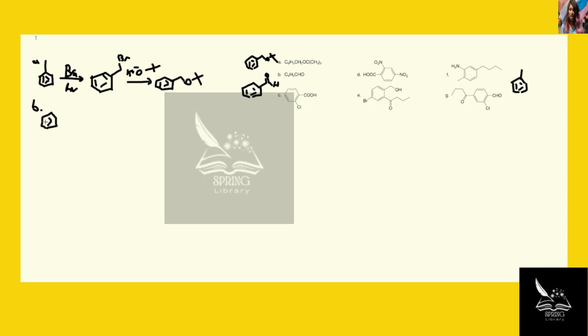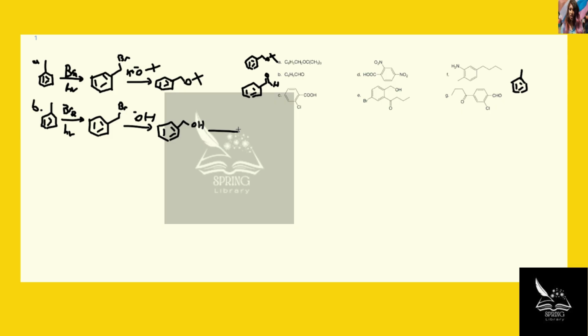So I'll start off with my toluene. Just like in A, I'll add my Br2 and light, which is a radical initiator, to get bromination at the benzylic carbon. And then I'll add OH minus to act as my nucleophile to kick off that bromine through SN2. And now I have the right number of carbons and the right number of atoms. These are just isomers of each other. What I need to do is oxidize this to the aldehyde stage.